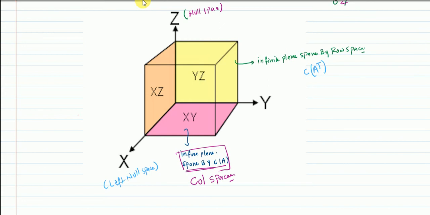Now if you look at the row space, the row space is the yz plane, and the null space is this z-axis, and the left null space is this x-axis. Now let's look into the book and look at the fundamental theorem.